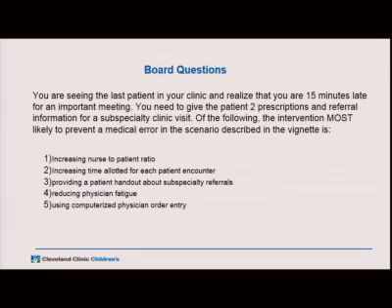All right, so we're gonna move to some board questions. So the first one is, you're seeing the last patient in your clinic and realize that you are 15 minutes late for an important meeting. You need to give the patient 2 prescriptions and referral information for a subspecialty clinic. Of the following, the intervention most likely to prevent a medical error in the scenario described is, then you have your options: increasing nurse-to-patient ratio, increasing time allotted for each patient encounter, providing a patient handout about subspecialty referrals, reducing physician fatigue, or using computerized physician order entry.